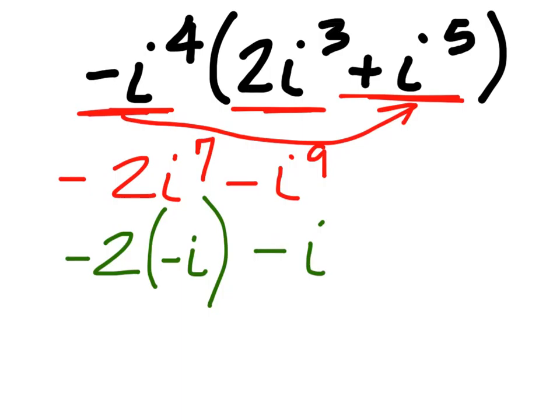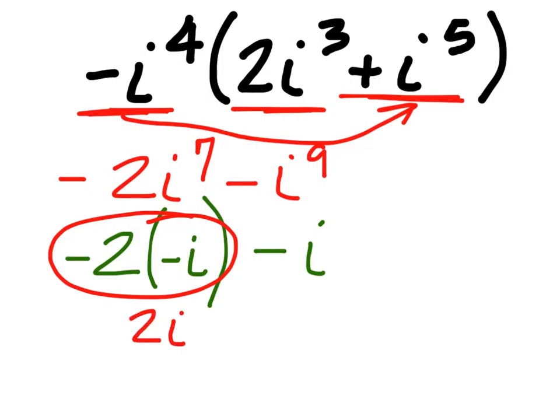So now simplify. If I multiply these two together, they're double negatives. I end up with 2i minus i. 2i minus i is what? i. That's it.